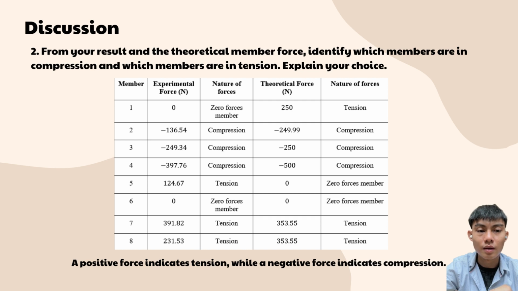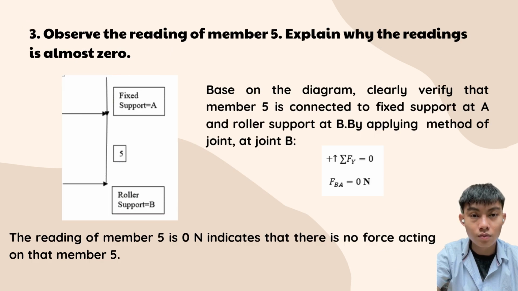We get the experimental force as compression in the lab, and when we use the formula, we also get the same compression as in the experiment. So question 3: observe the loading of member 5. Explain why the loading is almost 0.